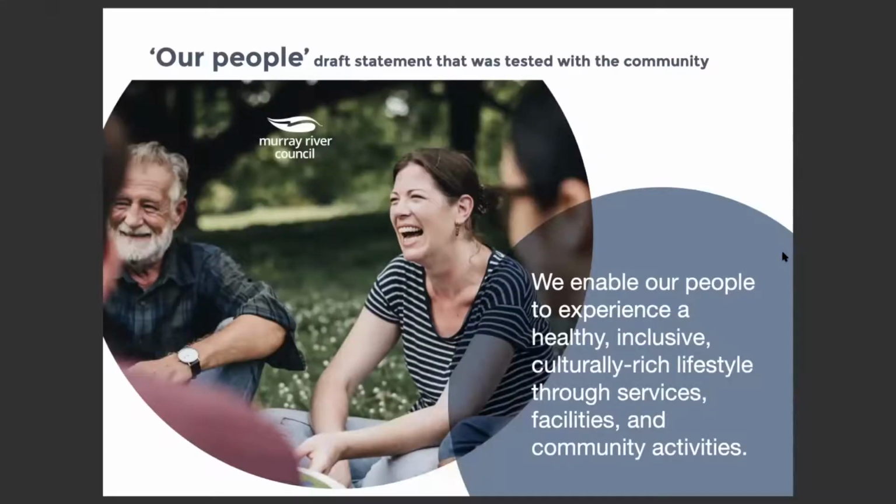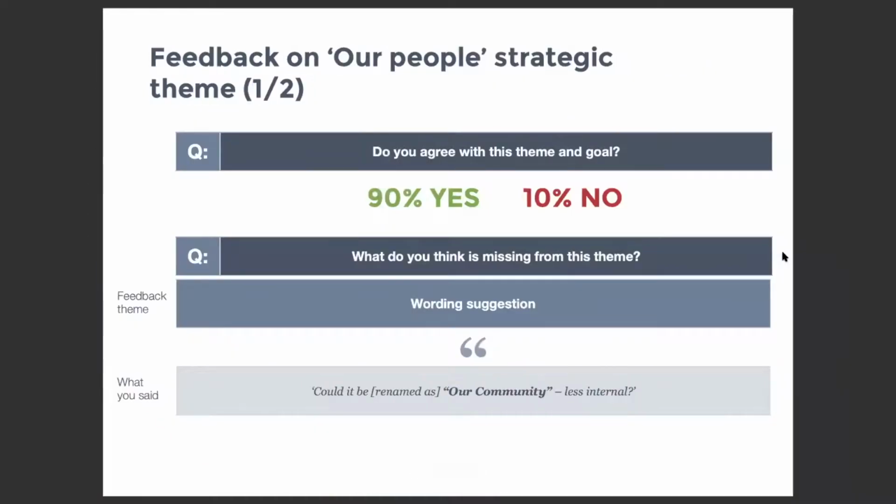On the theme of our people, the goal that we tested with you all was we enable our people to experience a healthy, inclusive, culturally rich lifestyle through services, facilities, and community activities. And 90% of you agree with this theme. And we had some wording suggestion feedback as well, that potentially we could rename this theme from our people to our community to make it a little bit less internally focused and a bit more expansive.